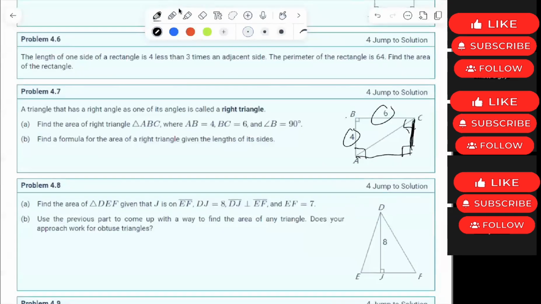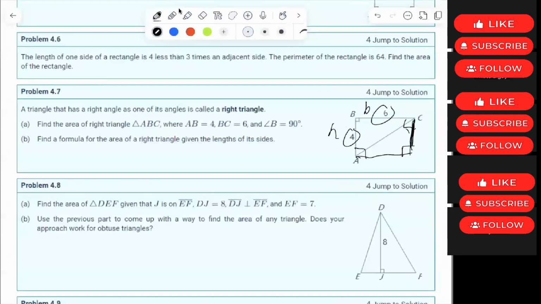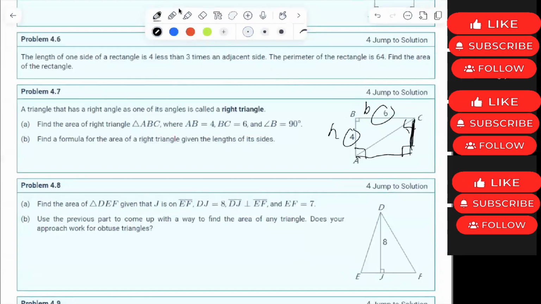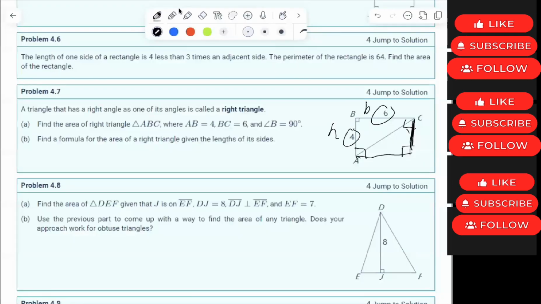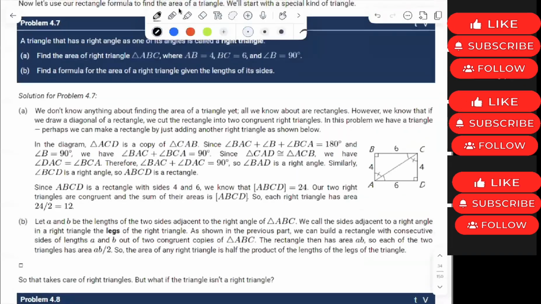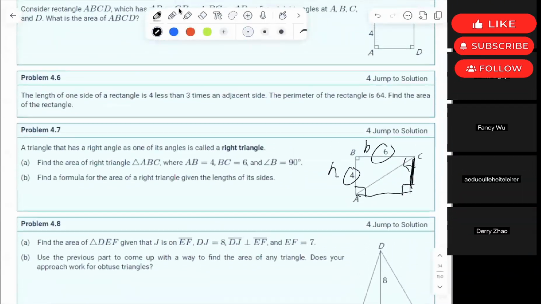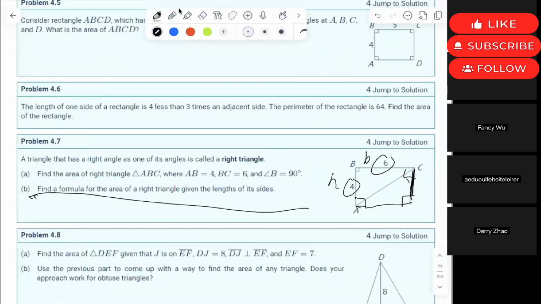This is the base in this case. This is the height. And we're asked to find the area. That's going to be 4 times 6, 24, divided by 2 is 12. And that is indeed correct. And that is going to be the formula of the right triangle given the lengths of its sides, or 1/2 times each leg times height.